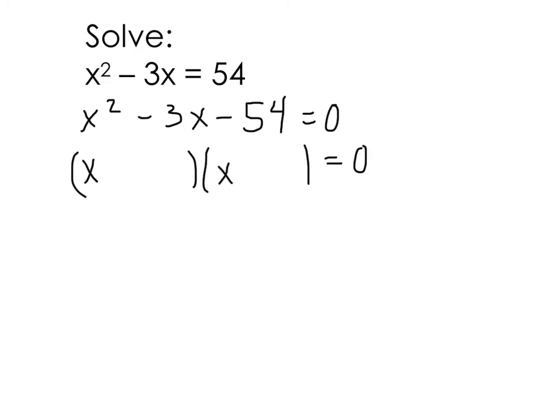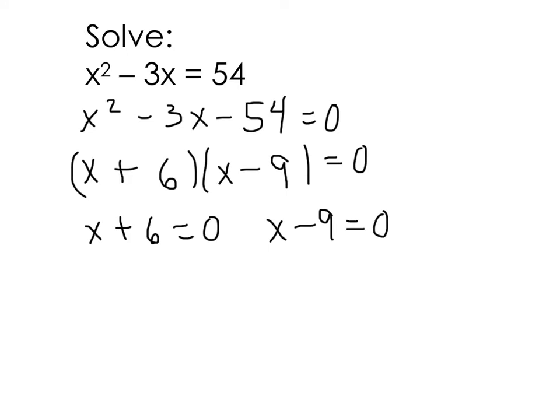How do we factor? We need an x and an x. What are the signs? Which factors of 54 do we want to use? 6 and 9. And which one is positive? So that gives us x plus 6 equals 0. X minus 9 equals 0. X equals negative 6. X equals positive 9. So we have two solutions to our equation.